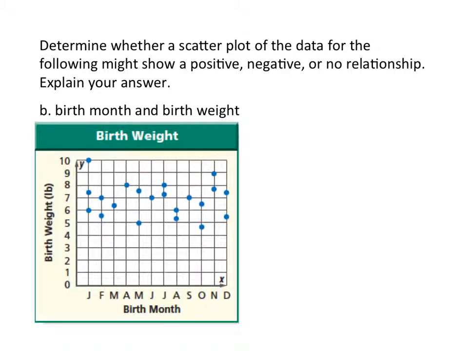Let's take another relationship and see what we can find. Determine whether a scatter plot of the data for the following might show a positive, negative, or no relationship. Explain your answer. They want us to look at birth month and birth weight.